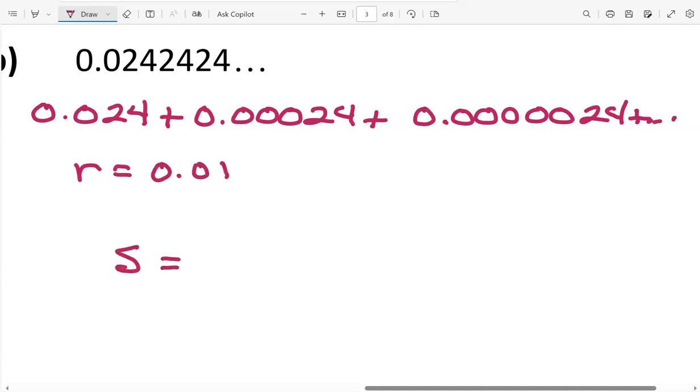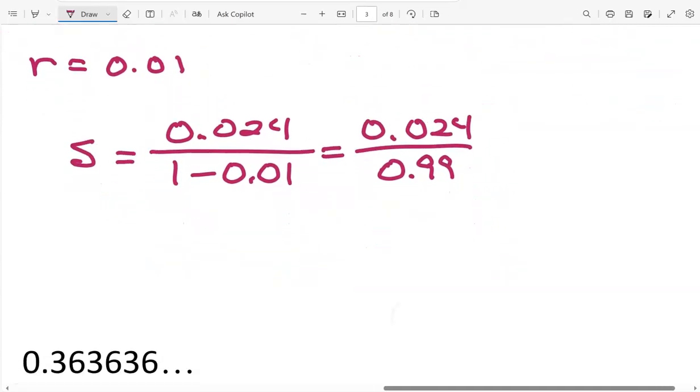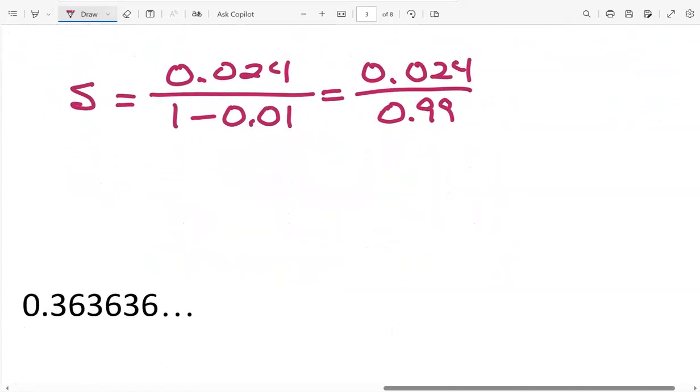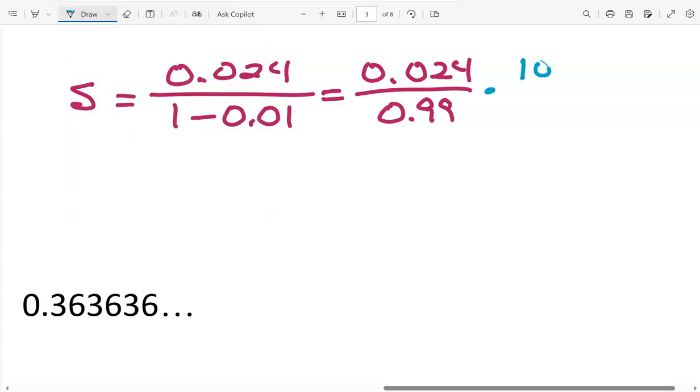So the sum of this infinite geometric series is the first term divided by 1 minus the ratio, 0.01, and that is equal to 0.024 divided by 0.99. Now we want to write this as a ratio of integers, so we're going to have to change this complex fraction to a fraction that's a ratio of whole numbers. So I'm going to multiply by a clever form of 1 in the form of 1,000 over 1,000, because we do want to scoot the decimal point 3 places.